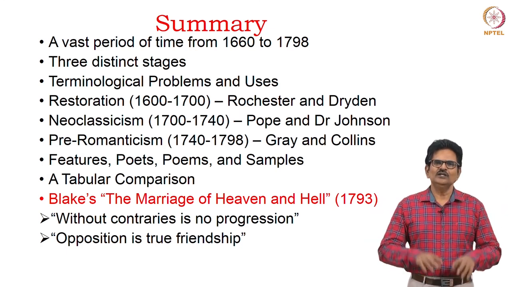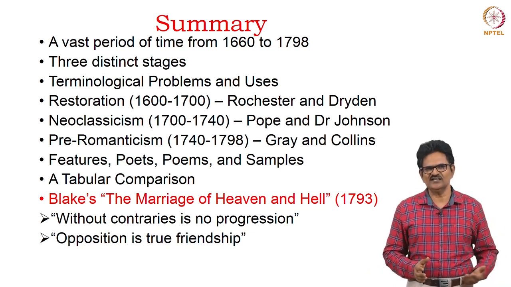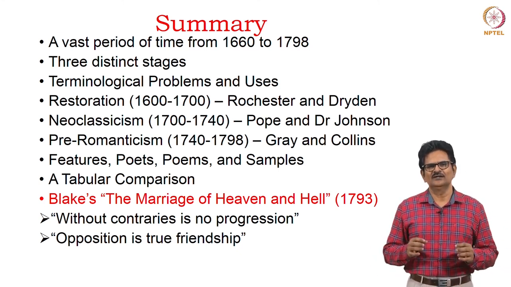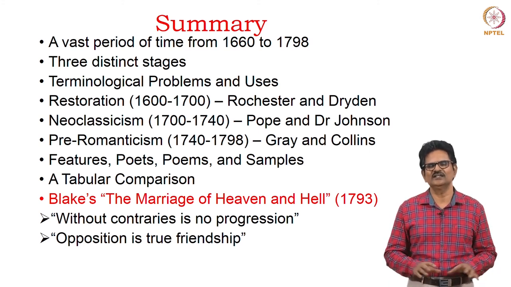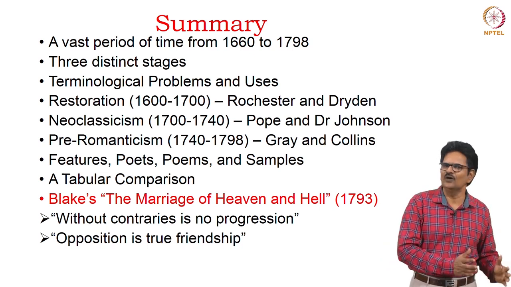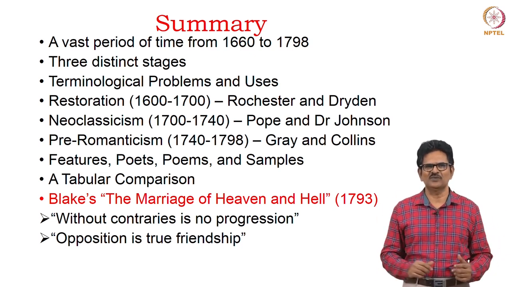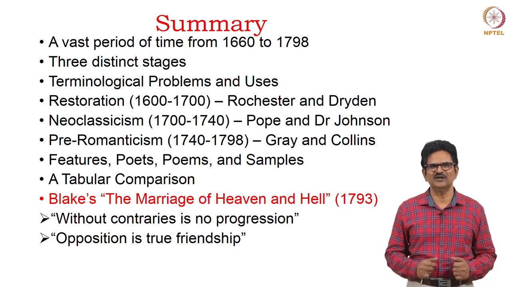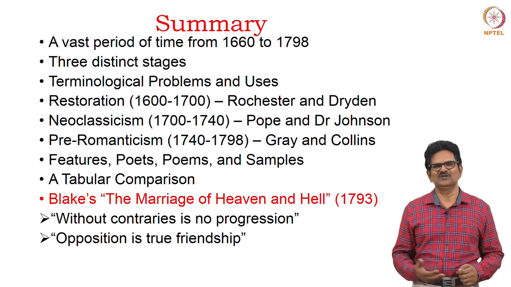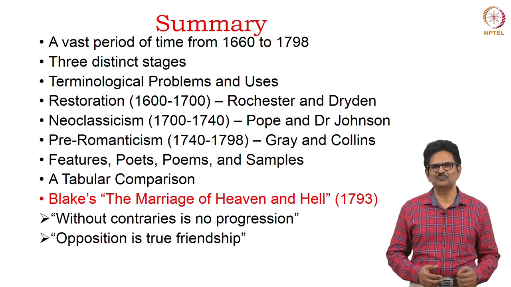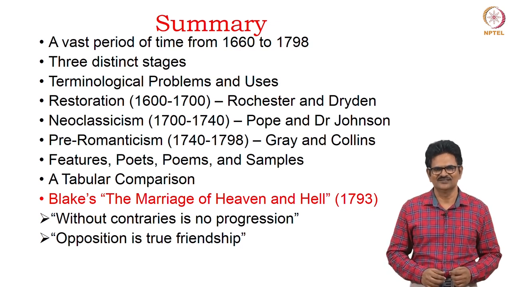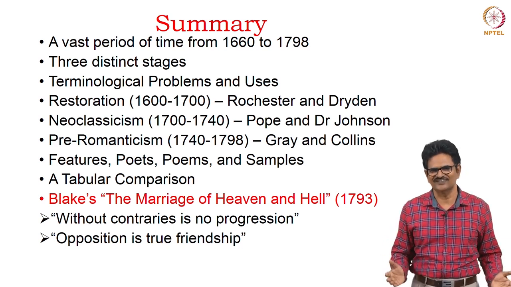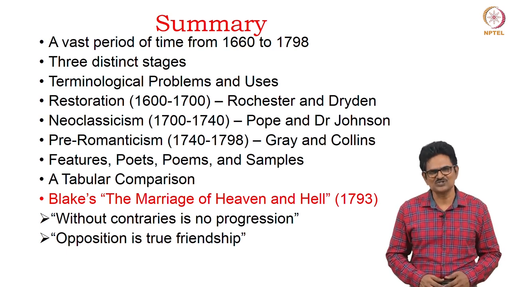We observed several features of these different stages of neoclassical period and had representative poets and poems, and also we looked at three samples of these three different stages of neoclassical period to understand how all are similar, at the same time how one is different from another. We finally showed this tabular comparison to understand all these features much better, and to indicate the next period, that is romantic period, we have a quotation from Blake's poem The Marriage of Heaven and Hell, and this actually characterizes, I think, all human beings of all ages. Without contraries is no progression, opposition is true friendship.